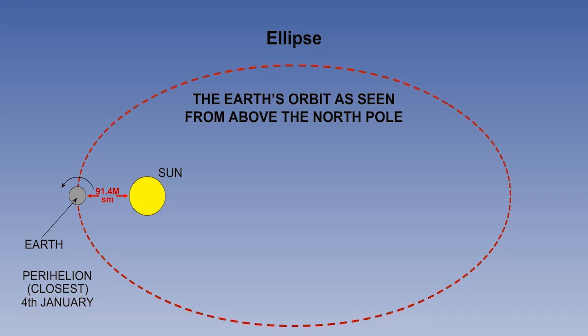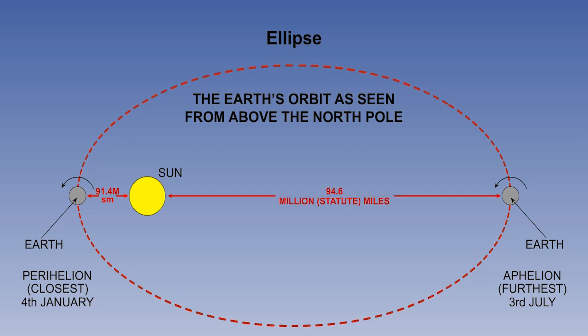The average distance from the Sun to the Earth over the year is 93 million miles, or 150 million kilometres. However, at perihelion, that distance reduces to about 91.5 million miles. We do not use nautical miles when discussing distances in space. The furthest point is called aphelion. It occurs on or around the 3rd of July. At that point, the distance from the Earth to the Sun is at its maximum of about 94.5 million miles.